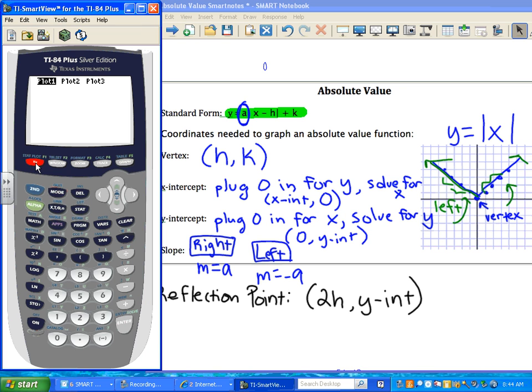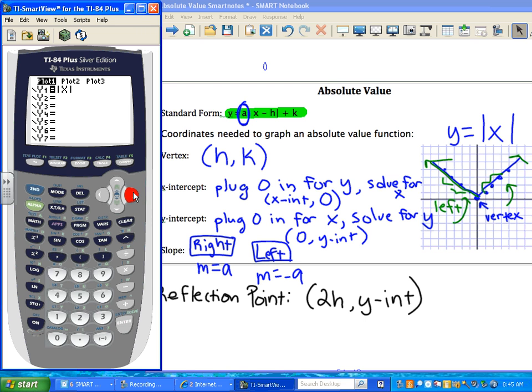Once your calculator's on, go to the y equals screen, and I want you to type in math, so the math button. Go to NUM, which is number. Number 1 is ABS, which stands for absolute value. So if you hit enter, it comes up with brackets. If you have an older calculator, it comes up as ABS with parentheses.